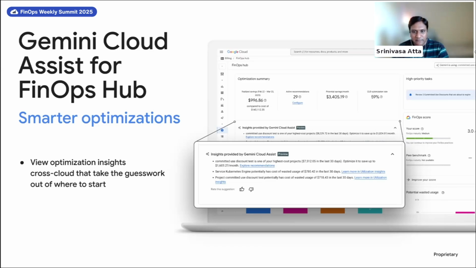This is precisely where Gemini Cloud Assist comes in. It provides proactive cost optimization insights directly within your workflow, removing any guesswork so you can have the maximum impact. It looks exactly the way it is here on the screen.